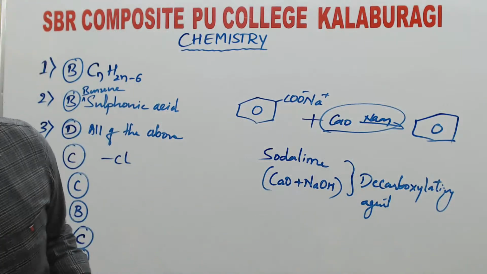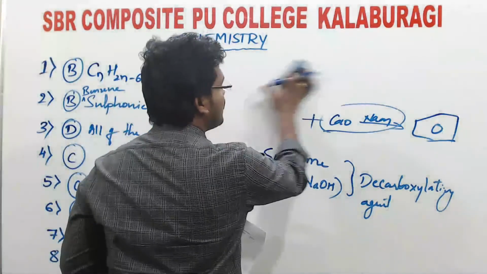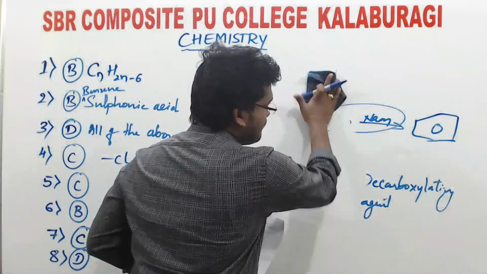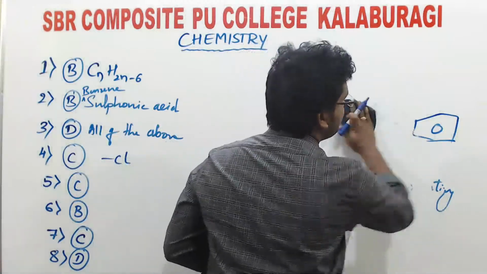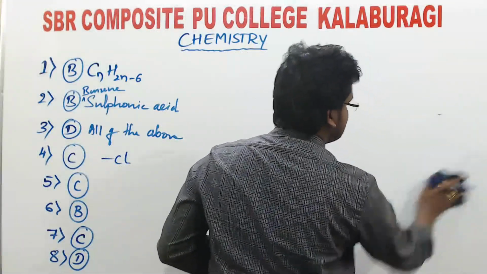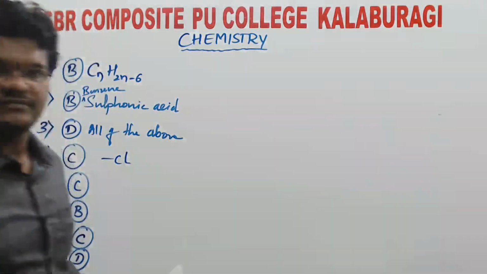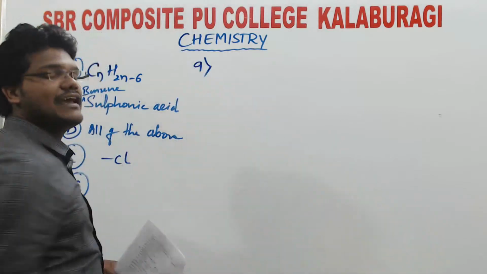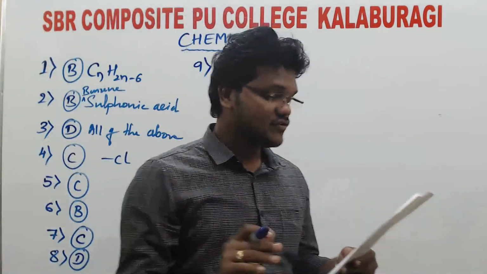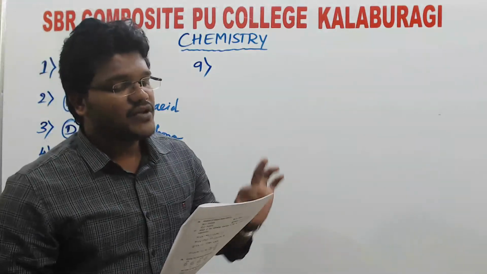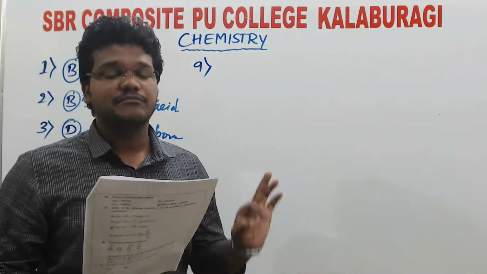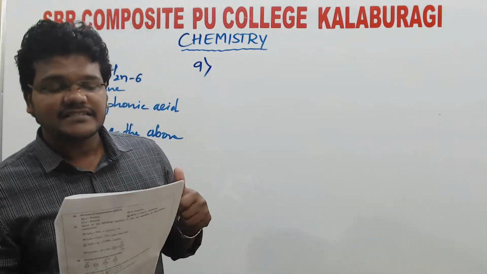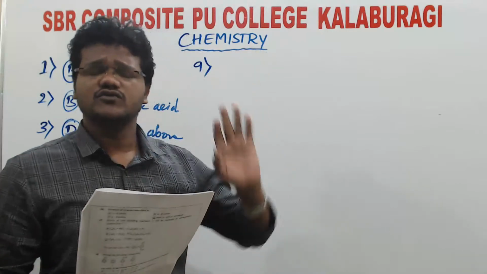The 9th one. There is a correction in the key answer that we have already posted in the WhatsApp group. For the 9th one, we had mentioned that it is option D, but it's not D. Let's go and see. Benzene can be obtained by, they said, three reactions, and at the last, they said all of these are used to prepare benzene.